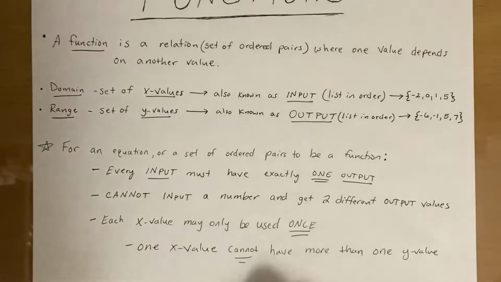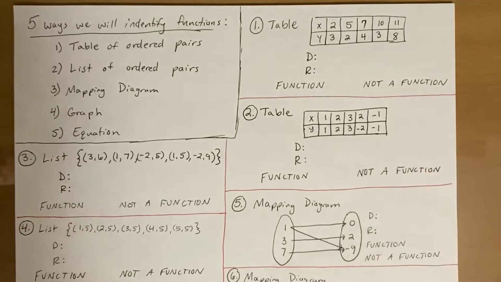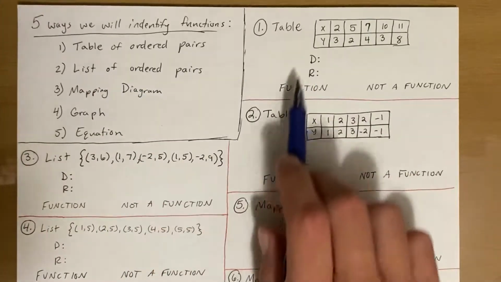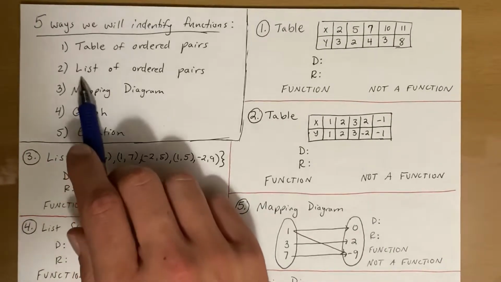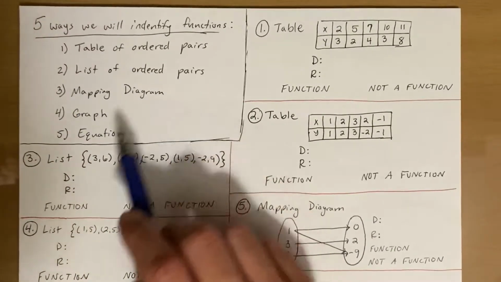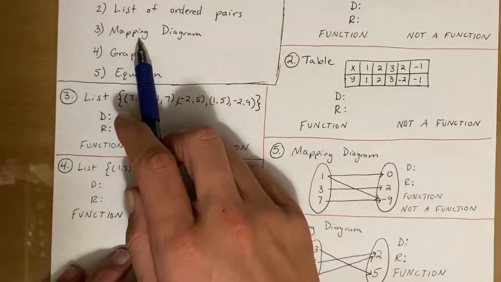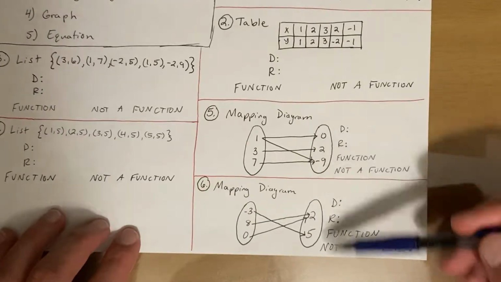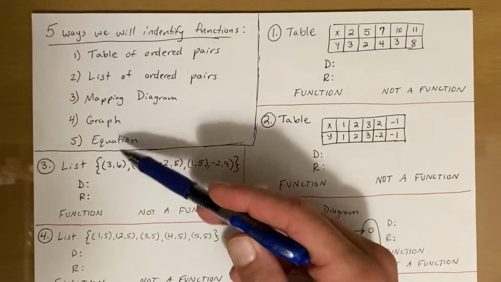So now we're going to look at some examples of identifying functions. We will identify functions that are in 5 different formats. The first of which being a table of ordered pairs. So we're going to look at 2 examples of a table. One will be a function, one will not be a function. The next way is a list of ordered pairs. So here, examples 3 and 4 will be lists. The third way is called a mapping diagram. Here are our mapping diagrams. We'll talk about a kind of trick to remember which of those is a function and which is not. Then we'll look at some graphs and we'll look at some equations.